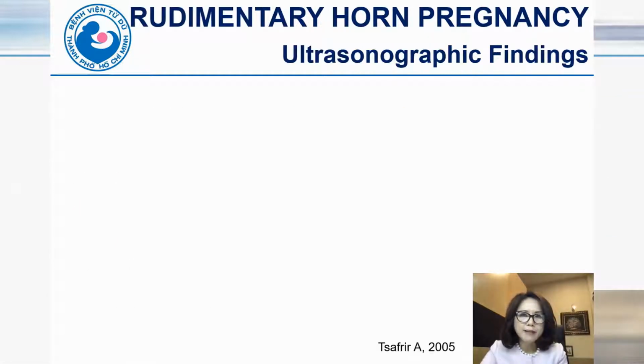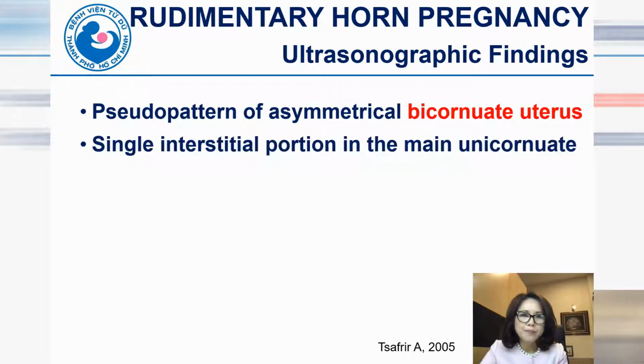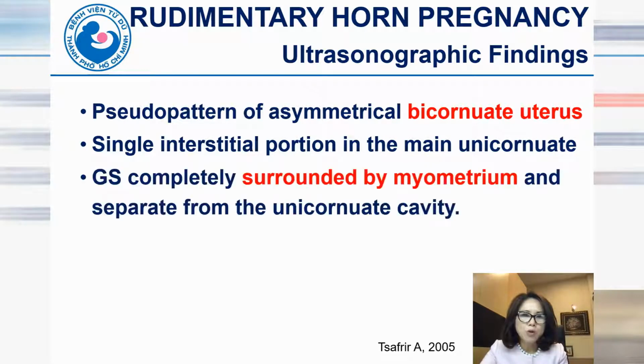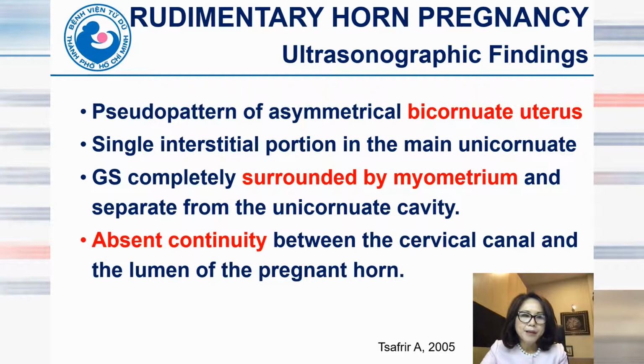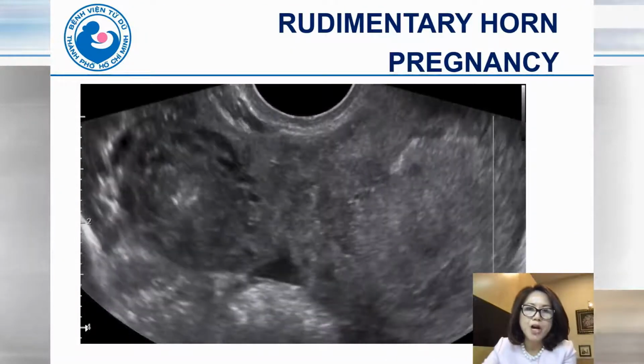Ultrasonographic findings suggesting a rudimentary horn pregnancy include a pseudopattern of an asymmetrical bicornuate uterus, a single interstitial portion in the main unicornuate uterus, the GS completely surrounded by myometrium and separate from the unicornuate cavity, and absent continuity between the cervical canal and the lumen of the pregnant horn. And this is a case of rudimentary horn pregnancy.